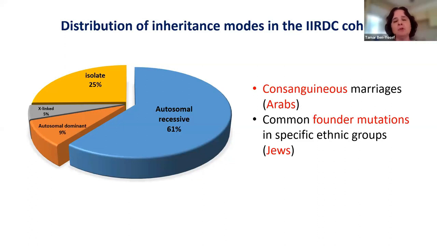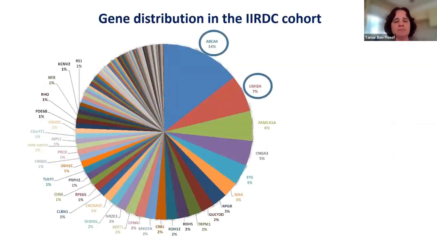However, if a Jew in Israel marries another Jew from the same ethnicity, for example, an Ashkenazi Jew marries an Ashkenazi Jew, or a Moroccan Jew marries a Moroccan Jew, there is not a small chance that they will both be carriers of the same mutation, even if they're not directly related. And this leads to this high degree of autosomal recessive IRDs.